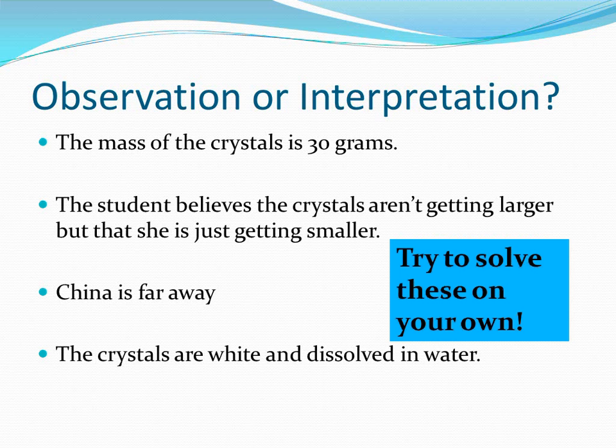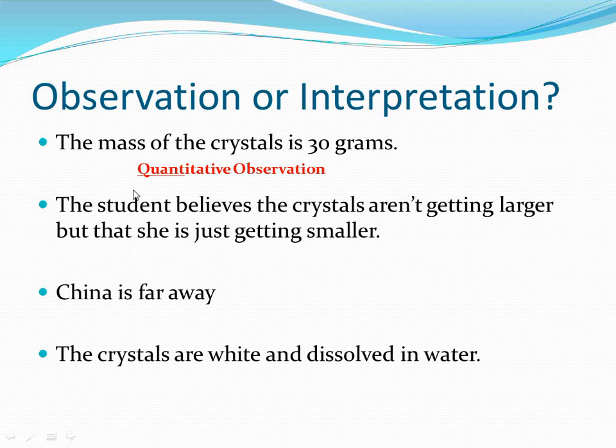All right, now that you have had a chance to try these, let's go through and discuss them. So, the mass of the crystal is 30 grams. Well, right away we see that this number is in here. So I'm going to assume that, one, it is an observation, but more specifically, it is going to be a quantitative observation because it has a quantity, it has a number value. All right, number two, the student believes the crystals aren't getting larger, but that she is just getting smaller. Okay, that one's an interpretation because it's probably not true. Most people are probably going to disagree with her, but again, it's her interpretation. That's her opinion.